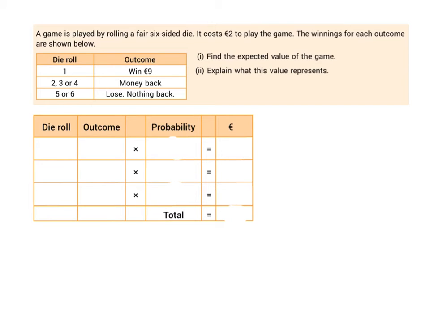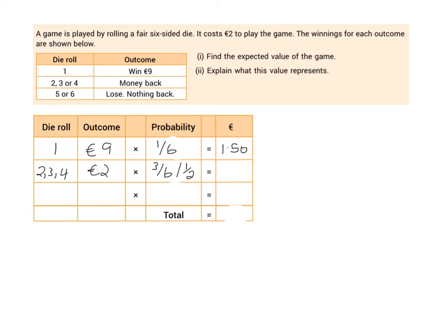Okay, let's break this down into the table. If you roll a 1, the amount you win is €9. The probability of rolling a 1 is 1 in 6. And when you multiply €9 by 1/6, you're left with €1.50. Now if you roll a 2, a 3 or a 4, you're going to be left with €2, because you get your money back. A 2, 3 or 4 can appear 3 out of 6, or 1/2 of the time.